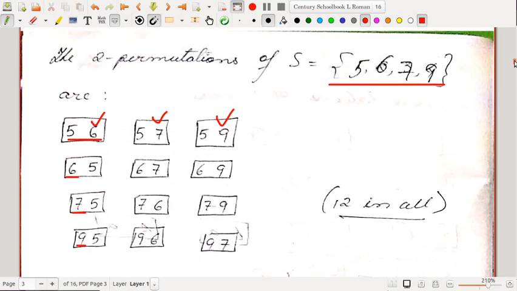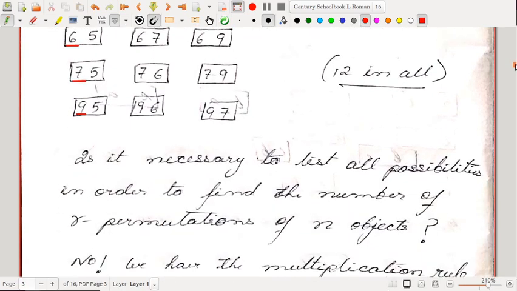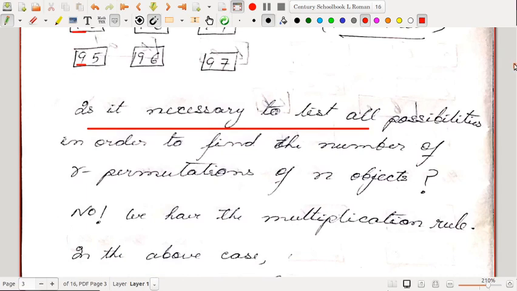Here we have listed them, but is the listing always necessary? What if there are many objects? In that case the listing will be quite difficult. So the question is, is it necessary to list all possibilities in order to find the number of r-permutations of n objects? The answer is no. We have the multiplication rule.